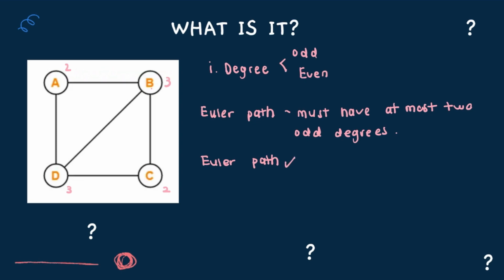So how are we going to prove that this graph is an Euler path? As you all know, there's no need for an Euler path to start and end at the same vertex. It can be different. So we're going to start with D to C, C to B, B to A, A to D, and lastly D to B. So this graph shows that there is an Euler path.